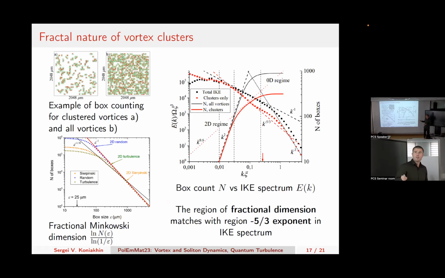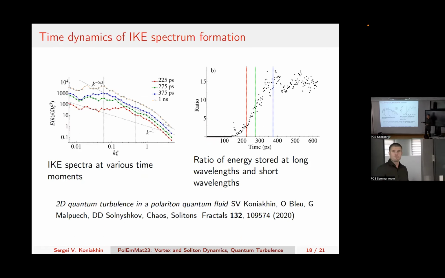And also we have analyzed the fractal structure of the vortex clusters in such a system. We have calculated the Minkowski dimension by varying the size of boxes covering the manifold and tracing the number of these boxes required to cover the whole manifold. And we can see that the place where we have a transition from two-dimensional to zero-dimensional regime in the fractal dimension matches with the place where we have the Kolmogorov-like exponent.